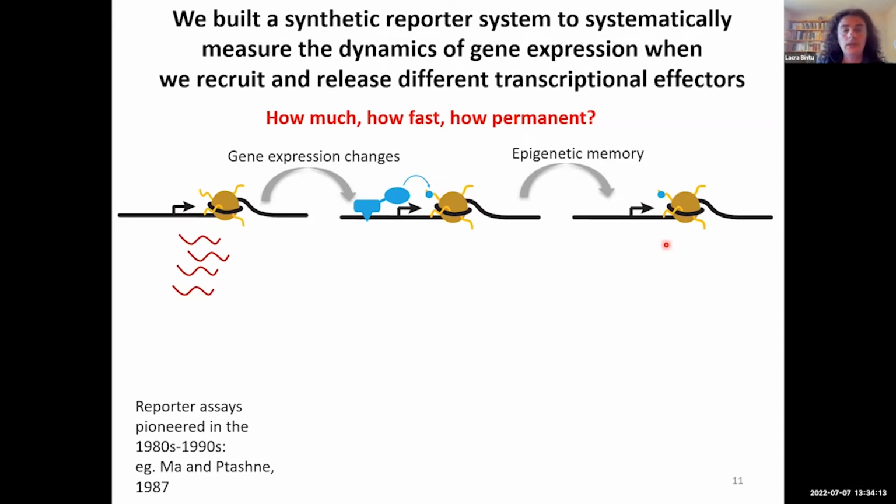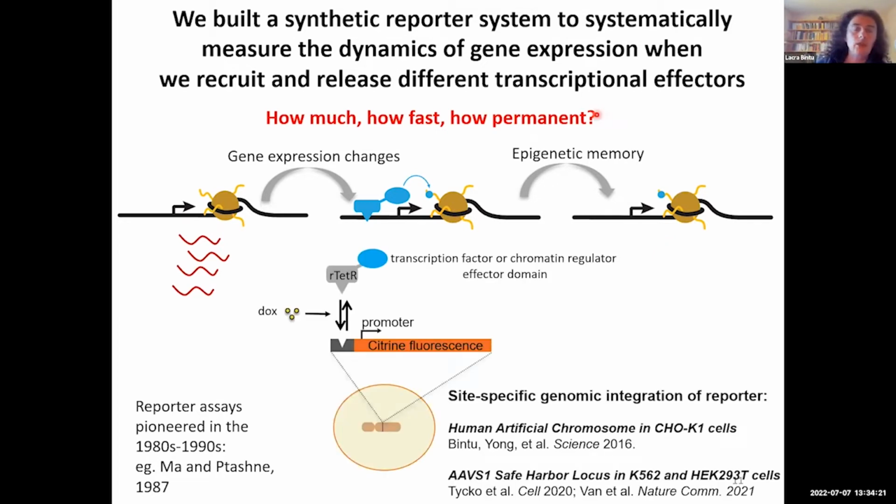I actually started working on this as a postdoc before the CRISPR craziness started. We used a DNA binding domain borrowed from bacteria, called reverse TetR, that we can recruit to a fluorescent reporter that is site-specifically integrated. When I started, it was in a human artificial chromosome. More recently, we introduced it in human cells at a safe harbor locus, which is a locus that is active and doesn't get silenced by cells, and you can integrate there without messing up too much stuff.